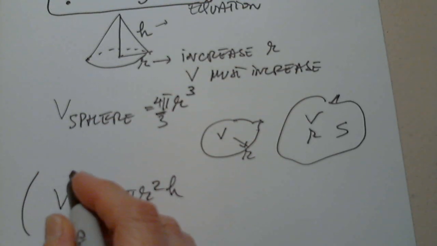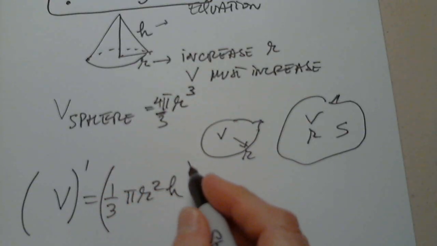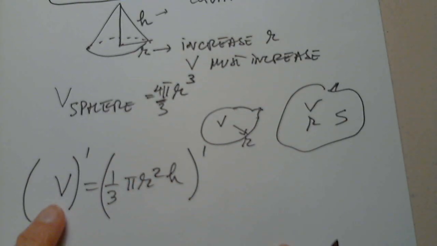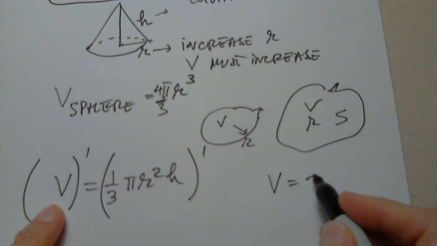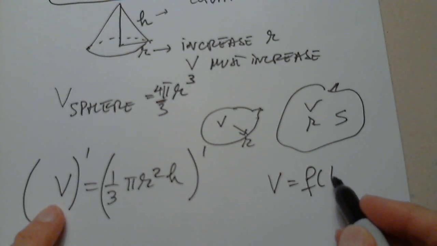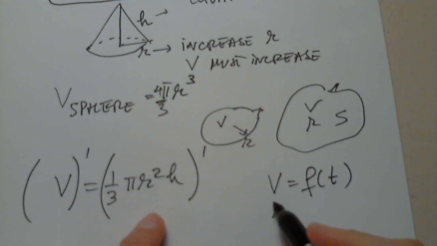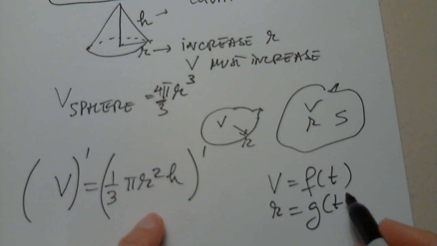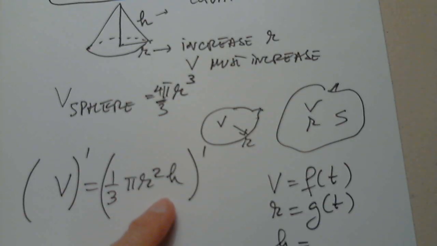So then when we differentiate both sides, remember, v is a function of time. r is another function of time. And h is another function of time. I'm going to call it t for time.